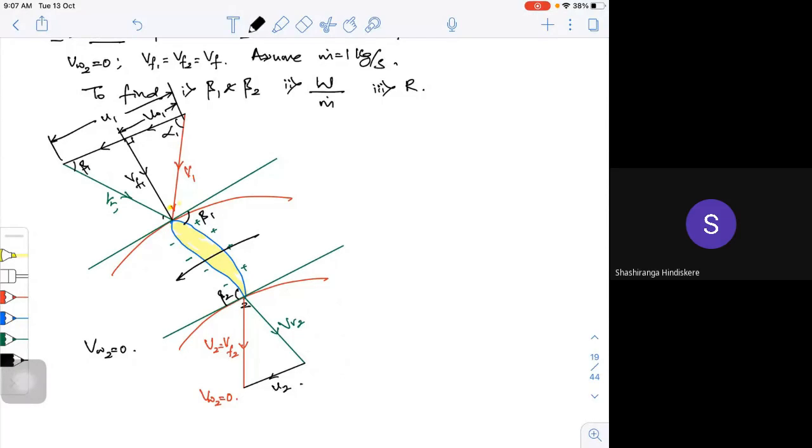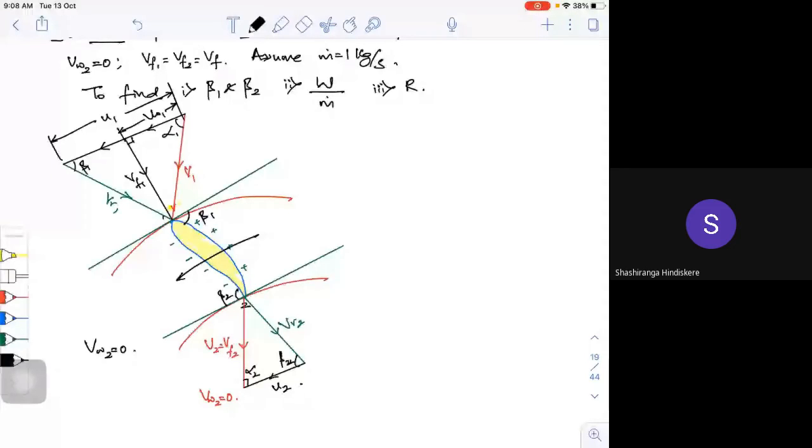This is always perpendicular. Look, this is perpendicular, and this will be my alpha 2, which is 90 degrees, and this is beta 2. And this is my VR2, U2, and V2 is equal to VF2, because my VW2 is equal to 0. So I am able to draw the velocity triangles based on what is given.